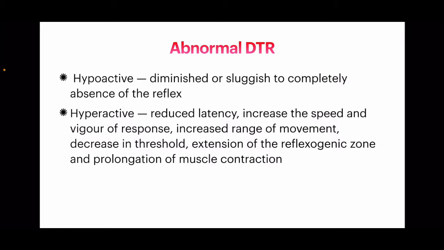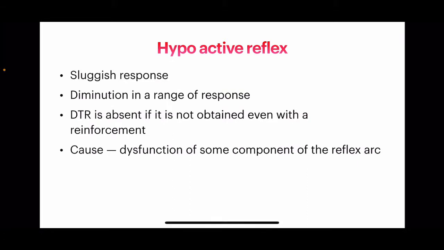Usually where do you tap to elicit a response in the case of a knee jerk? Just below the patella, just above the tibial tuberosity. But even above the patella, suprapatellar, you can tap and elicit a knee jerk in a patient with a hyperreflex, a grade 3 or grade 4 reflex. That is what is called the extension of the reflexogenic zone, along with a prolonged muscle contraction. All these are features of a hyperactive reflex. So now let's go one by one.